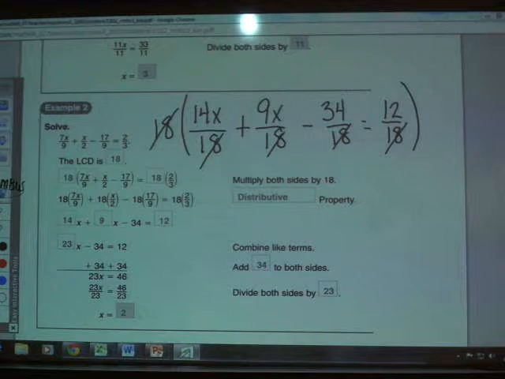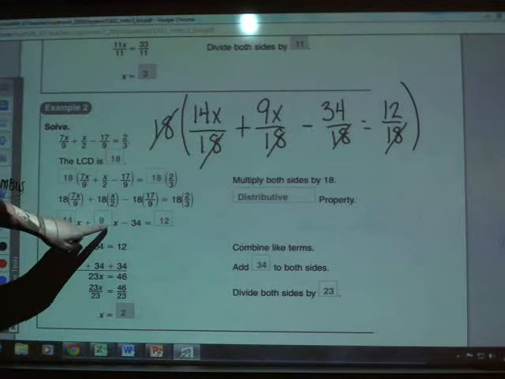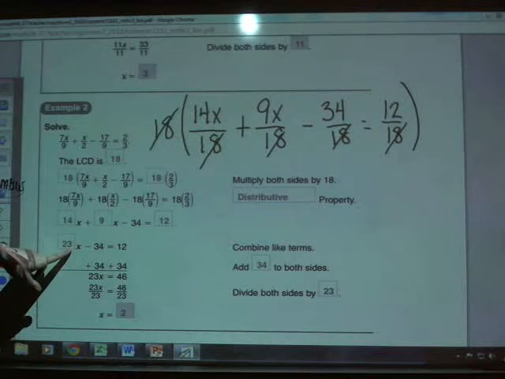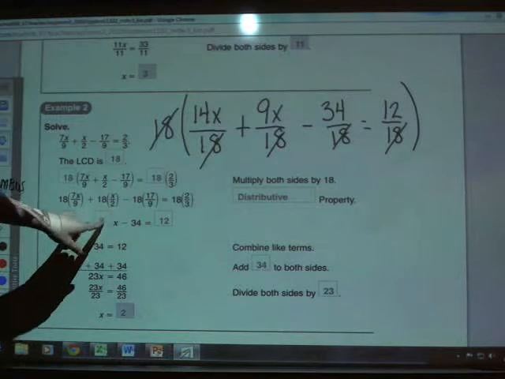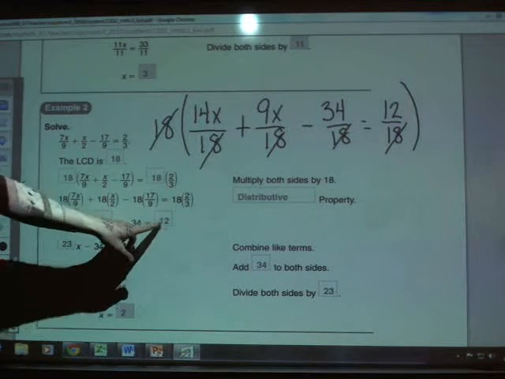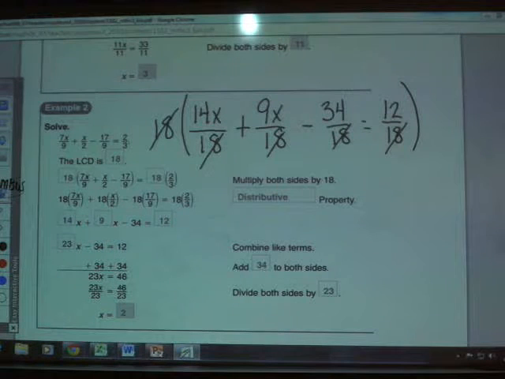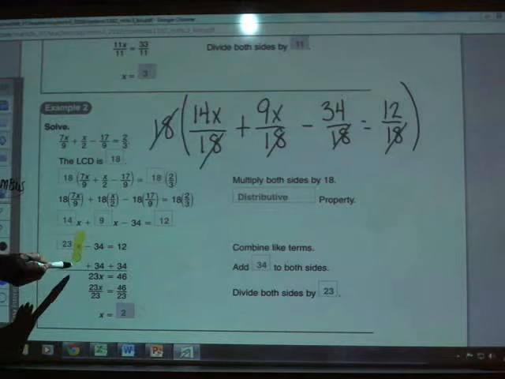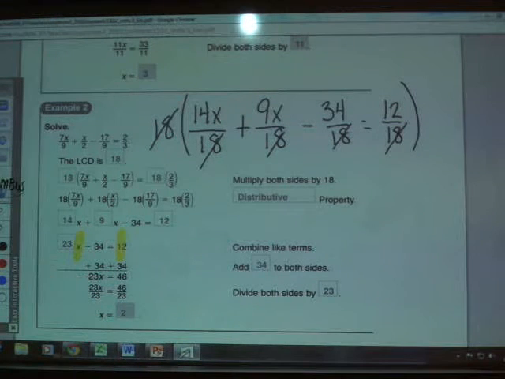Well, now that I have 14x plus 9x minus 34 equals 12, life is pretty good here. I'm going to go ahead and put this 14x and 9x together here. That's going to give me 23x. And then I still got this minus 34 equals 12. All right, well, let's use our rules here. Our rules tell us to keep variables on the left and numbers off to the right.